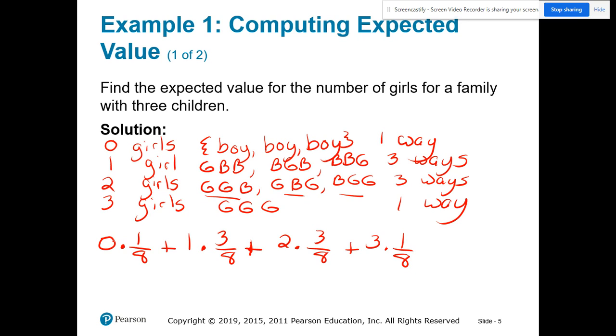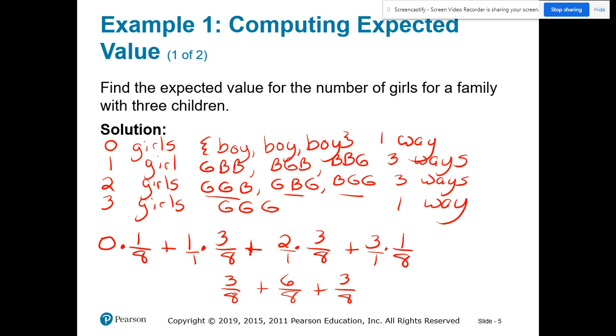All right, so 0 times anything is going to give me 0. Now I have, guys, remember to multiply a whole number times a fraction, right? You multiply the top, you multiply the bottom. So we've got 1 times 3 is 3, 8 times 1 is 8, 2 times 3 is 6, 1 times 8, 3 times 1.